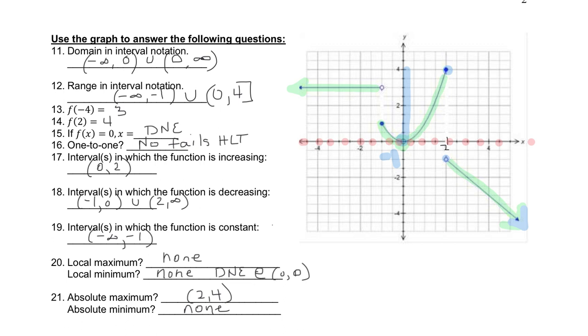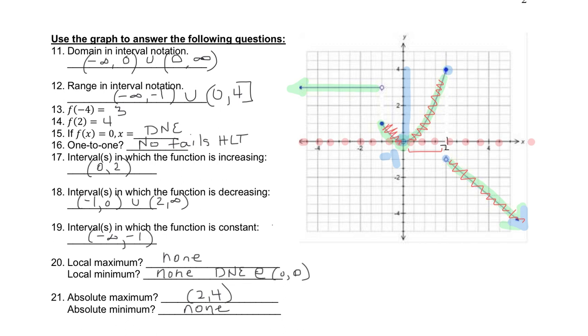For 17, the interval where it is increasing is this region here, and that's from 0 to 2. Remember, these are x values. It's a subset of your domain. So from 0 to 2, it's increasing. Where it's decreasing is from negative 1 to 0, and then also from 2 to infinity.